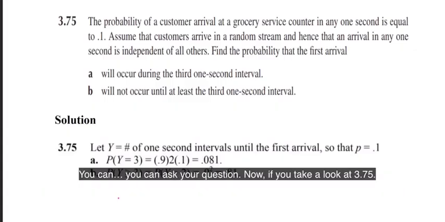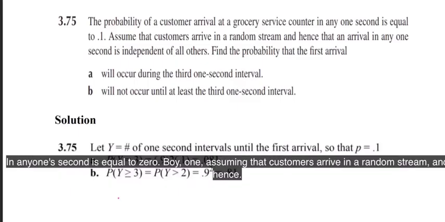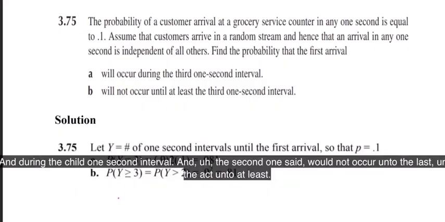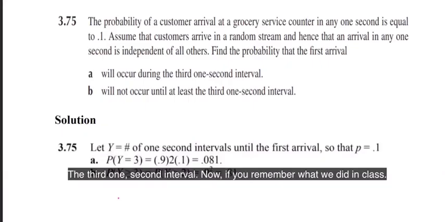Now, if you take a look at 3.75, it says the probability of a customer arrival at a grocery service counter in any 1 second is equal to 0.1, assuming that customers arrive in a random stream, and hence that an arrival in any 1 second is independent of all others. Find the probability that the first arrival will occur during the third 1 second interval, and the second one says will not occur until at least the third 1 second interval.